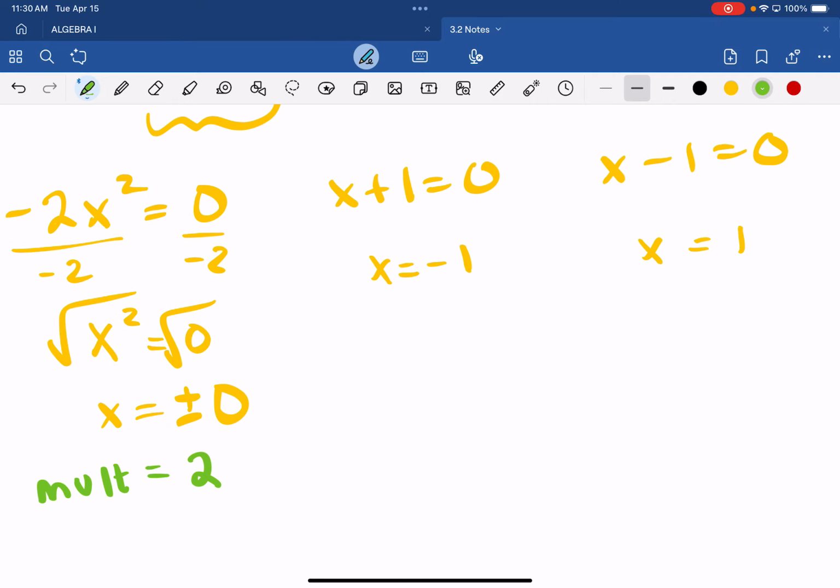Now my other two, I don't have a plus or minus there. So it only has a multiplicity of 1, meaning it only occurs once. All right. Any initial questions on that? We're going to talk more about this problem.